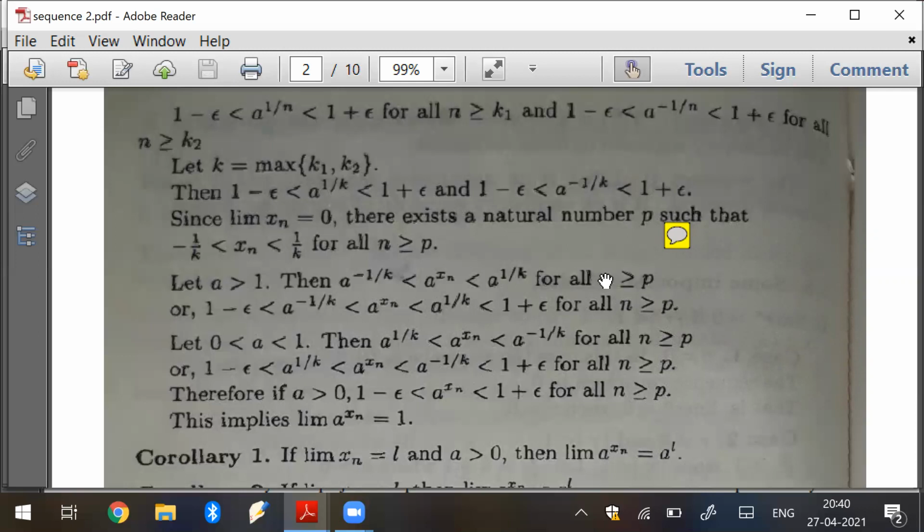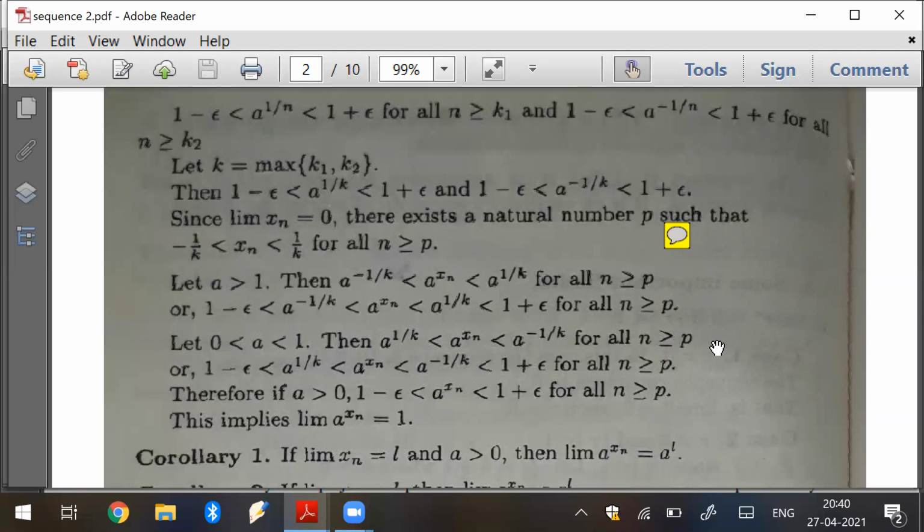Now let us take the reverse one. Reverse means now I am taking a less than 1. Again, as I explained, if a is less than 1, whatever relation you are getting here, whenever I use them as exponents of a, this relation will just get reversed. That means this less than will become greater than, and this less than will become greater than. So what will happen now? A to the power 1 by k will be less than a to the power xn, which will be less than a to the power minus 1 by k. And again, it will hold true as long as this is true. That means it will hold true for all n greater than or equal to p.